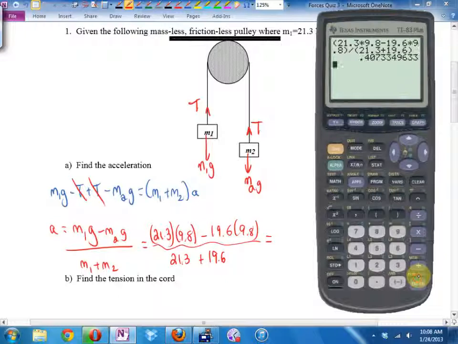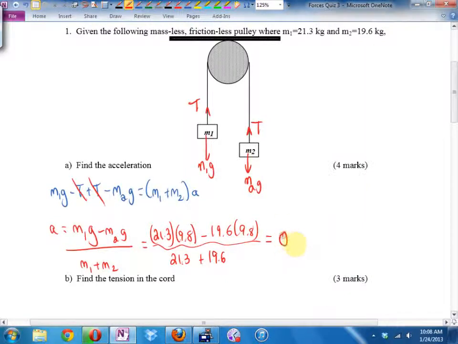You get 0.407334, 0.407, let's say. Yeah? Units? Okay. Now if you got that, you get 4 out of 4. Otherwise, in terms of part marks, I would give you 1 mark if I saw that, 1 mark if I saw that, 1 mark if I saw that, and 1 mark for the answer. Yes?